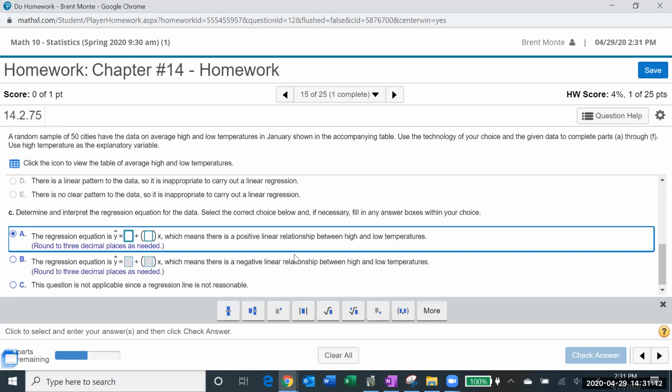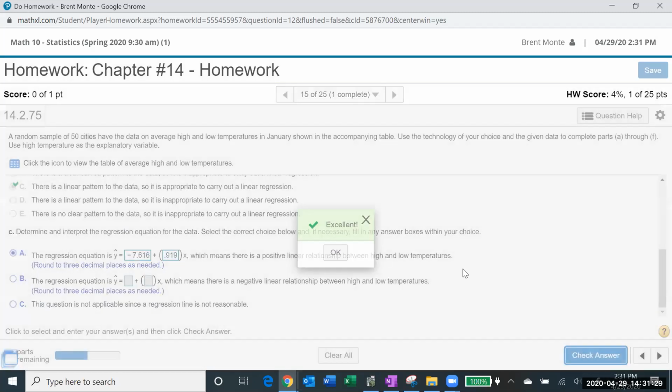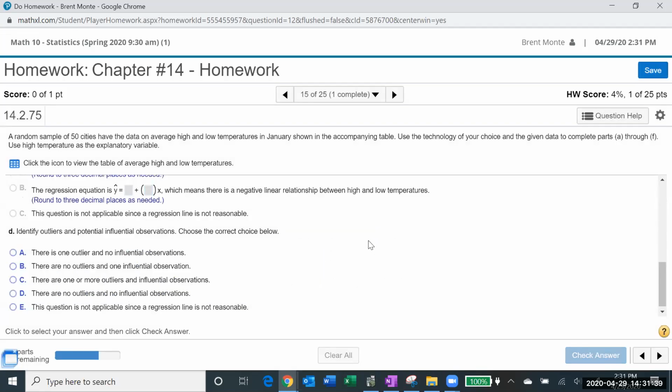So my y hat was negative 7.616. And my x was 0.919x. Check my answer. Hey, we got that one too. Oh, that's all the parts. So that part's done. Oh no, there's parts remaining, I see. So we're not done.